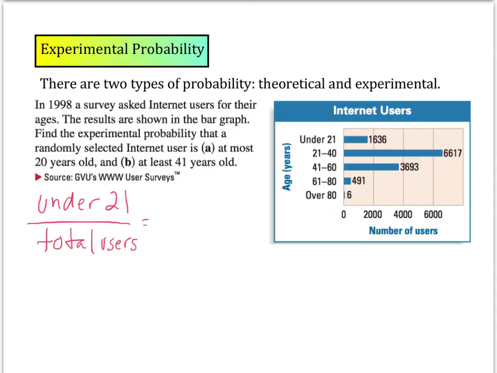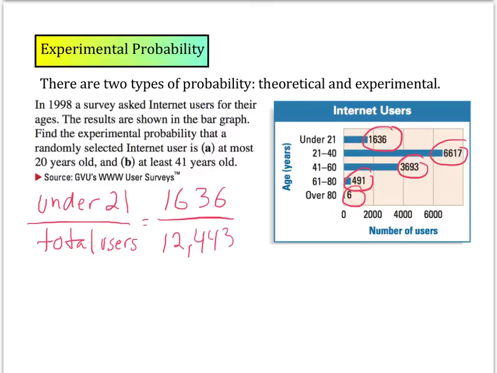So we know that under 21, there's 1,636 users. Now to find the total users, all we do is just add up these amounts. And when we do that, we end up with 12,443. When we simplify this, we end up with 0.13. So this is the probability that a randomly selected internet user is at most 21 years old.